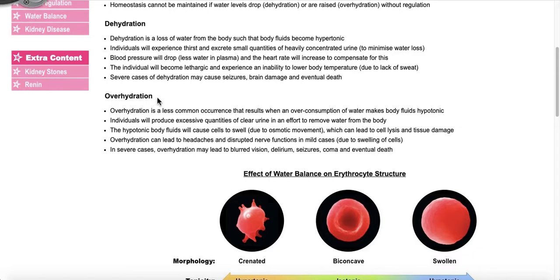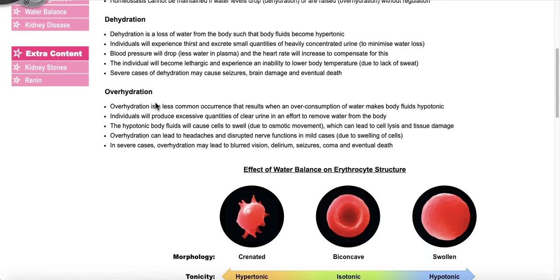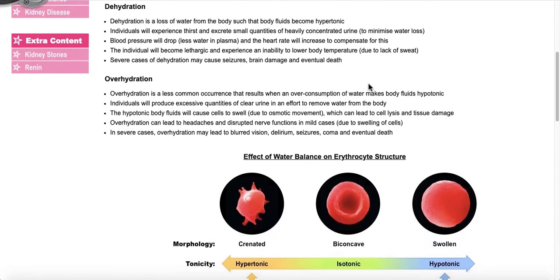Now, overhydration can't really happen if you are a healthy individual with healthy kidneys. I mean, you would literally have to drink an enormous amount of water to be overly hydrated. But usually this happens in people with abnormal kidneys or people that retain too much water and they can't properly dispose of the water via urination. So even though this is less common, it can still occur. And this makes the body fluids hypotonic.